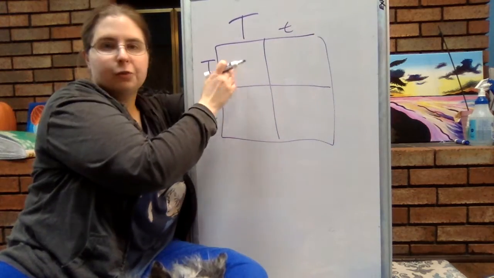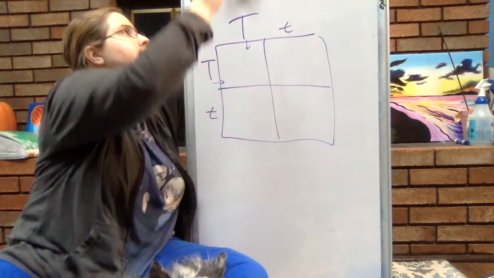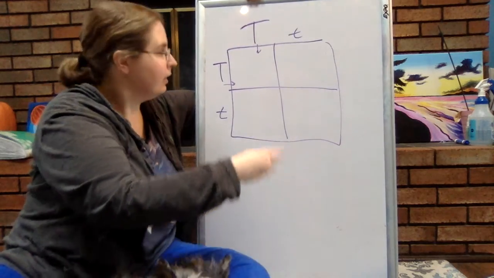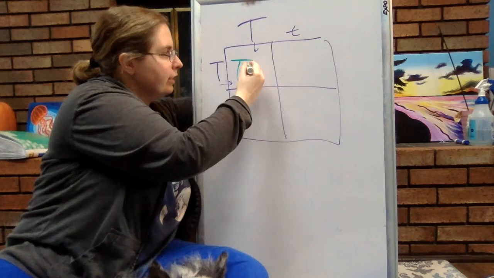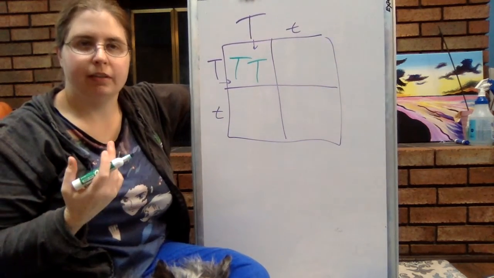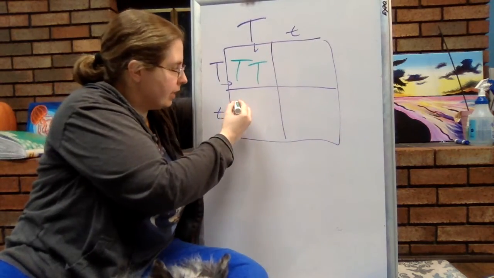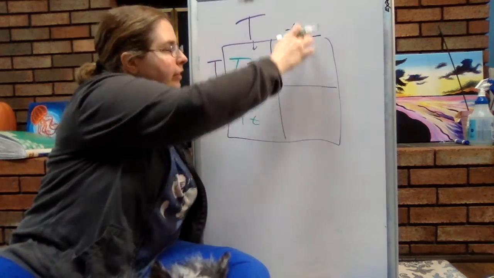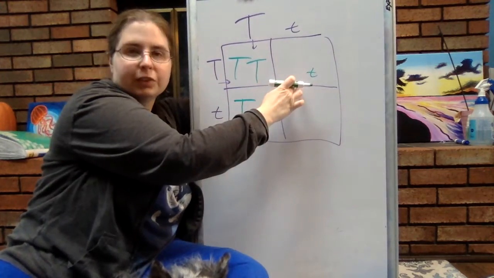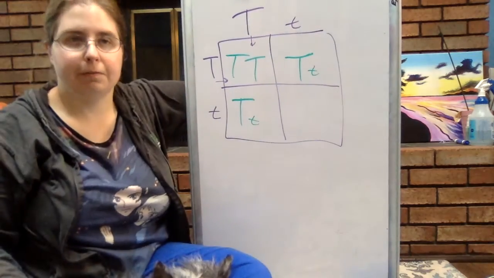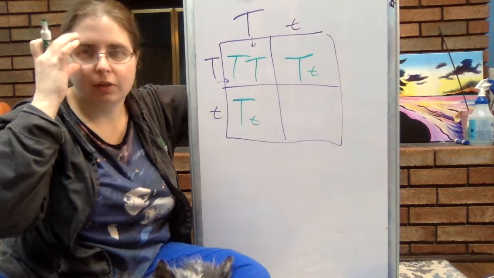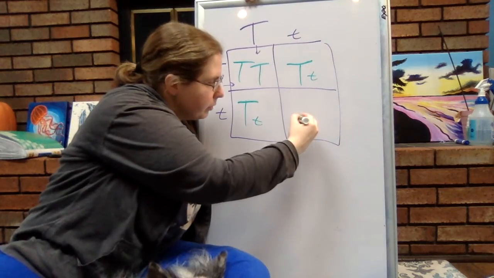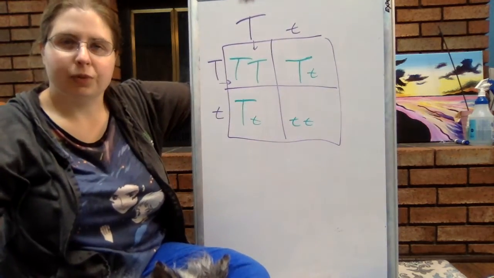All right. So if we look at this first box, this T comes down, this T comes over, and we are left with big T down, big T over, big T, big T, a homozygous dominant genotype. If we look at this one here, big T comes down, this little t comes over, we have heterozygous, big T, little t. If we look over here, the little t comes down, but the big T comes over, and we always put the dominant letter first because it's the one that will be shown. It is the allele that is going to be expressed. And then here, we have little t come down, little t come over, and we have homozygous recessive, little t.